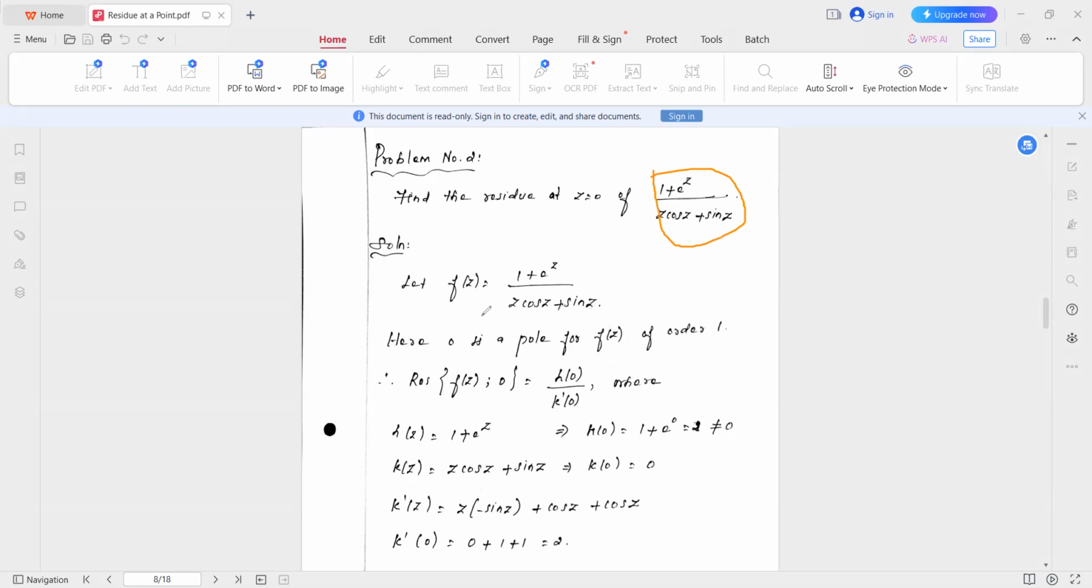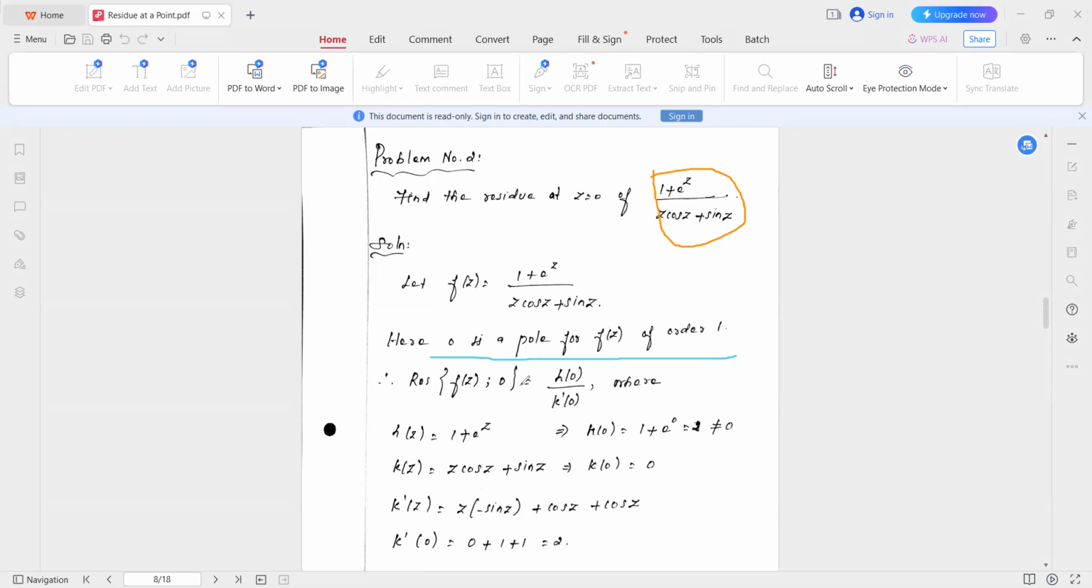Note that 0 is a pole for this function f of z of order 1. Why? When you substitute 0 here, we get 0 into cos 0, that is 0, plus sin 0, which is 0. So the denominator becomes 0. Therefore, the analyticity fails at the point z equal to 0, and it is a simple pole. So 0 is a pole for f of z of order 1.